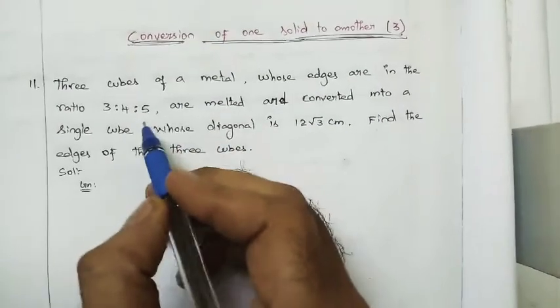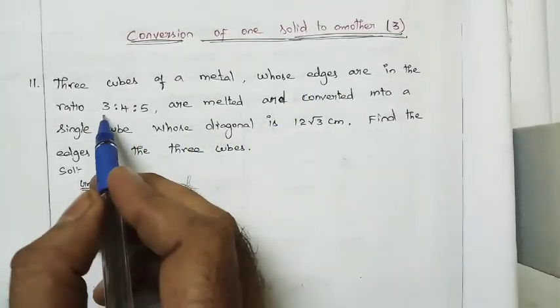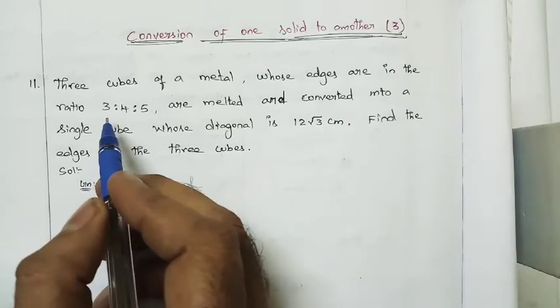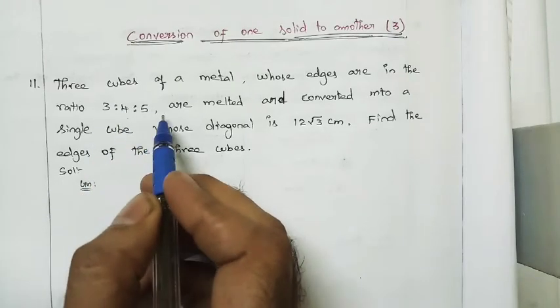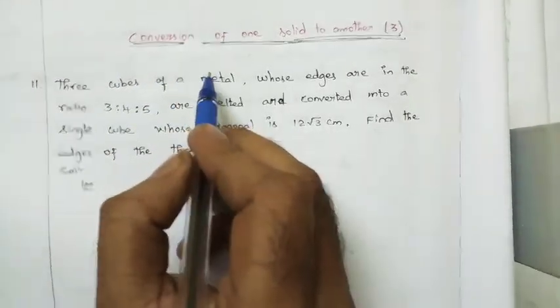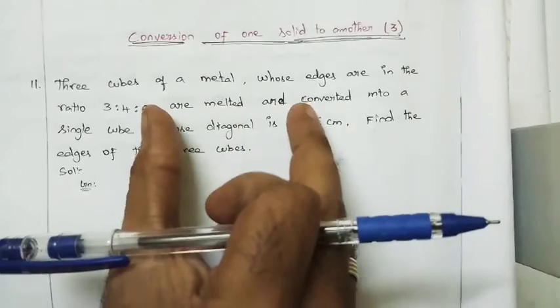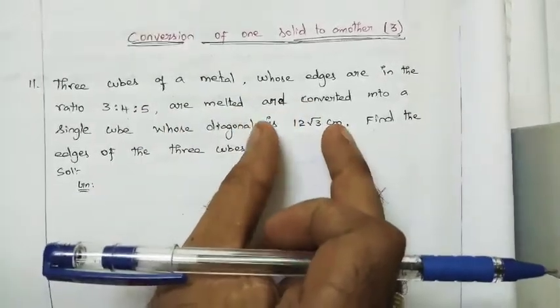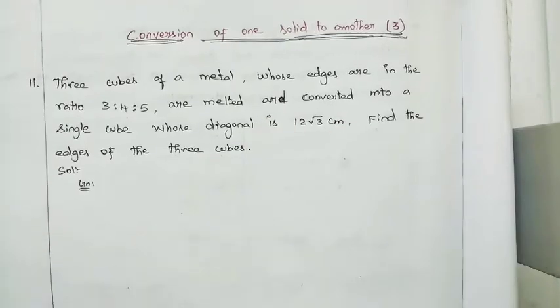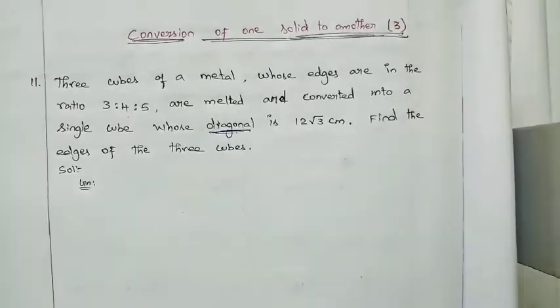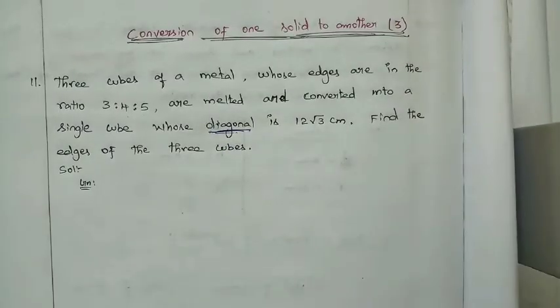So they have given the edges of the 3 cubes in the ratio 3:4:5, and they are converting the 3 cubes into a single cube. So the sum of the volumes of the 3 cubes is equal to the volume of 1 cube. Here we are seeing a new word, diagonal, so we want to know the formula for the diagonal of a cube. That we are going to see here.